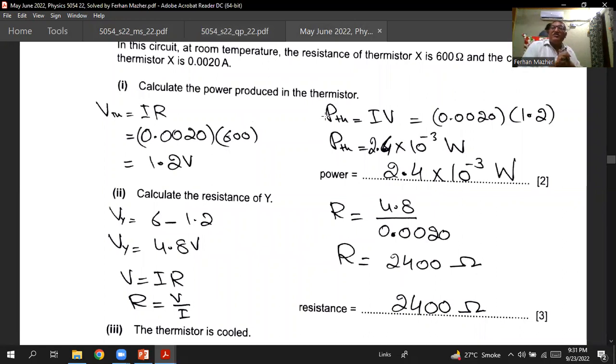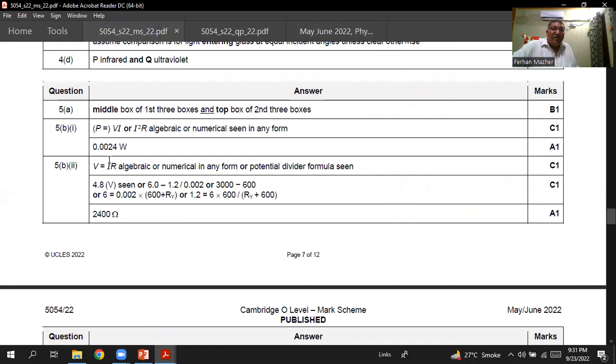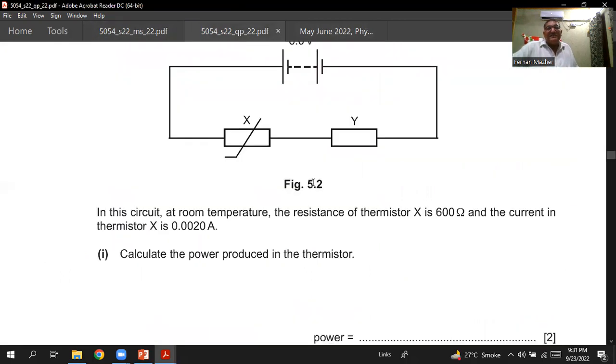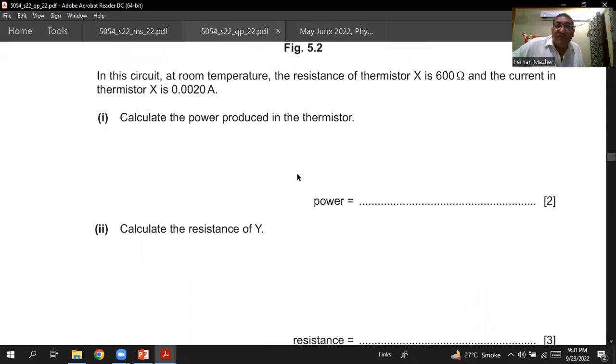The power in the thermistor will be IV. The current is 0.0020 ampere, and the voltage drop is 1.2 volt. So the power will be 2.4 × 10^-3 watt. That's a 2 marks numerical. I hope you understand. It says 0.0024. Our answer is right. We have written the answer in standard form.